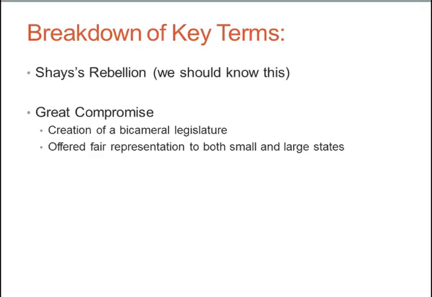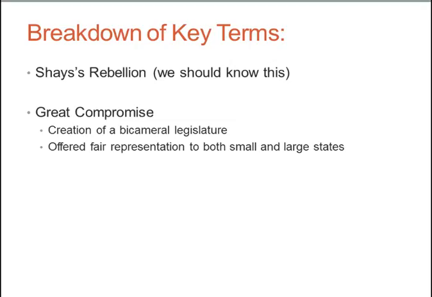Shays' Rebellion was what prompted everybody to have a constitutional convention in the first place. I hope you remember this from American history, but in case you don't, there was a farmer in Massachusetts named Daniel Shays, and he was not getting paid his pension from serving in the Revolutionary War, and because he wasn't getting paid, he couldn't pay his mortgage, so the bank foreclosed on his farm.